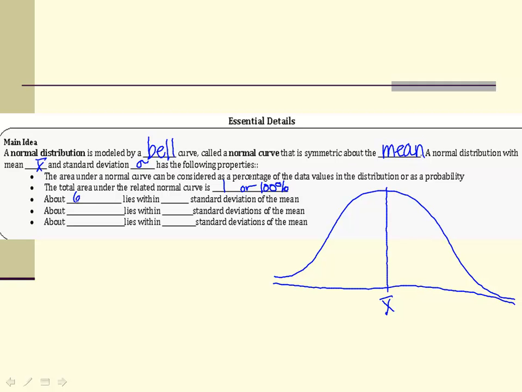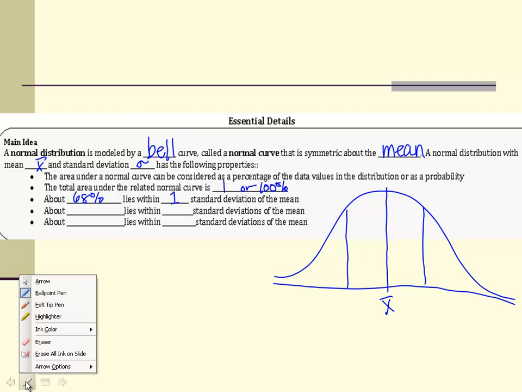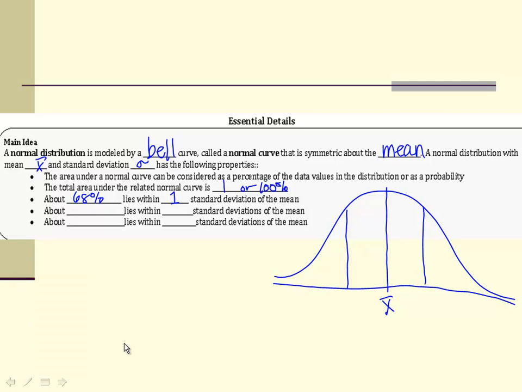About 68% lies within 1 standard deviation of the mean. If I put a couple of bars here, this is our mean minus a standard deviation, and this will be our mean plus a standard deviation. In here, 68% of our data values lie.